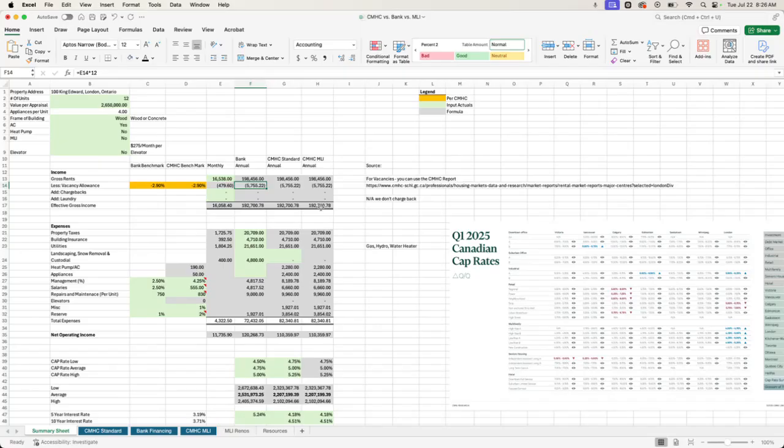And this is standard, and this is how you get to your effective gross income. So it's your gross rents less your vacancies. You add any chargebacks and laundry income. In this building, we've closed off laundry, and it's in suite. So there is only rent income less chargebacks. The property taxes are what they are. You can't really adjust anything.